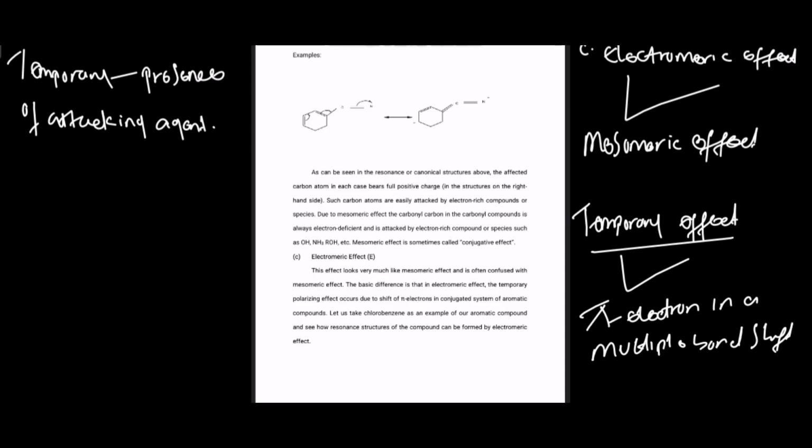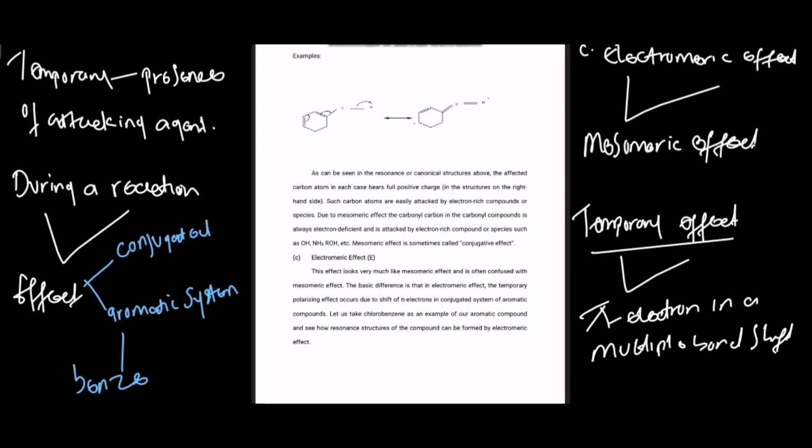And also one key thing I want you to understand about the electromeric effect is that it occurs during a reaction. That's why I said in the presence of an attacking agent. Mostly this effect is seen in a conjugated or aromatic system. As I said, they look similar to the mesomeric. This effect is mostly seen in aromatic and conjugated systems, like benzene. Now let's move to the next slide, so I will explain the example they use here.